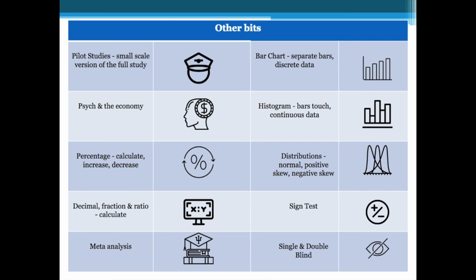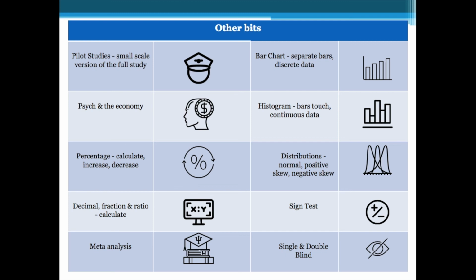You need to put the axes on, and you need to draw them appropriately. That's generally the 4 marks: title, well-labelled axes, making sure the bars are either separate for a bar chart or touching for a histogram, and then appropriate scale. You've also got distributions. Again, these are things to look at: normal, positive skew or negative skew distributions. Might go near the standard deviation stuff that we looked at before.